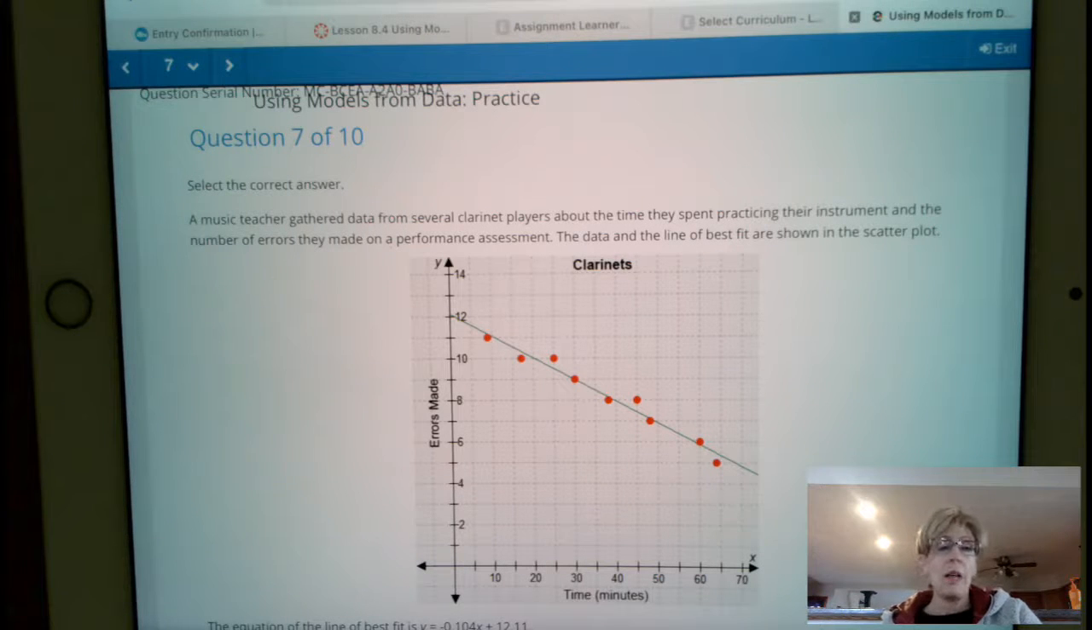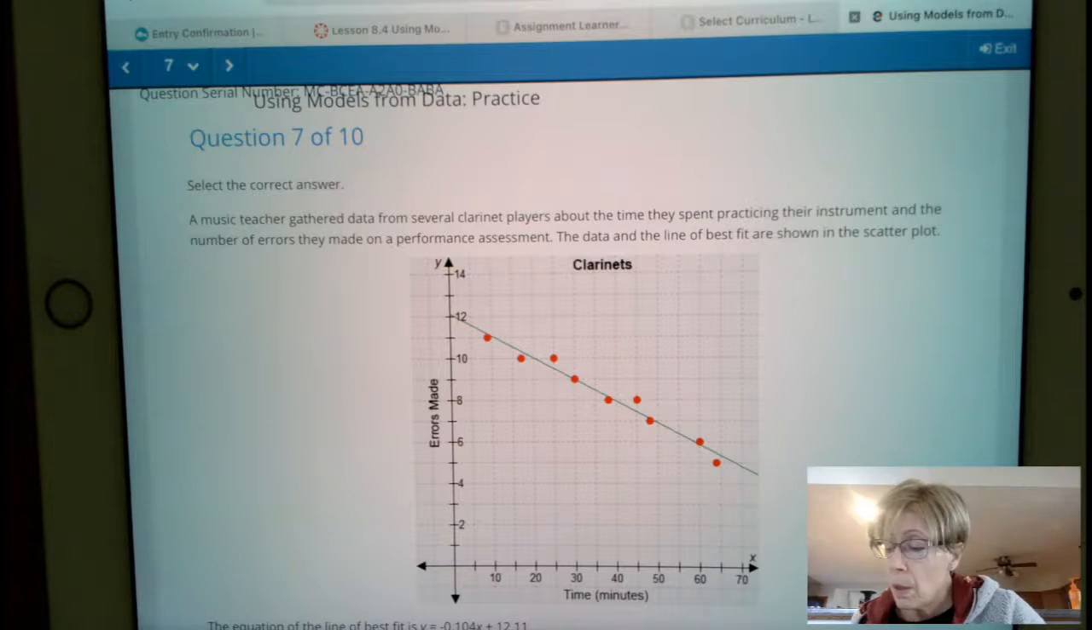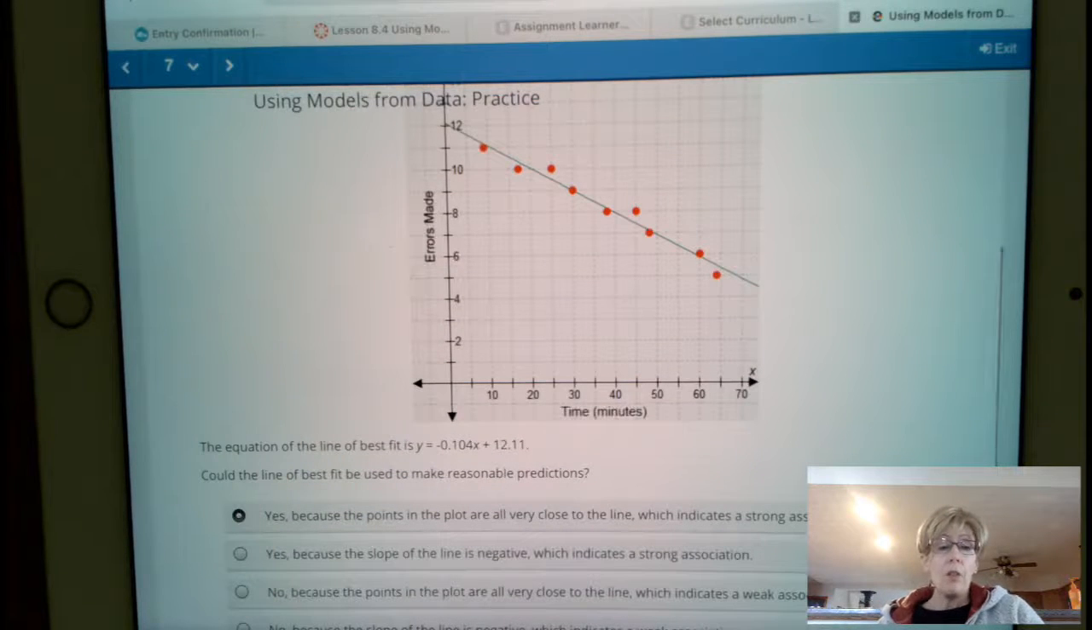A music teacher gathered data from several clarinet players about the time they spent practicing their instrument and the number of errors they made on a performance assessment. The data and the line of best fit are shown in the scatter plot. Could the line of best fit be used to make reasonable predictions?